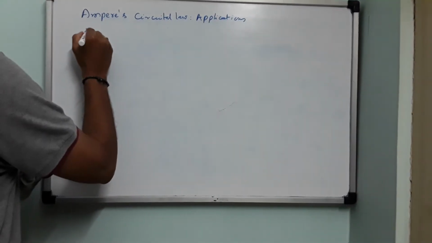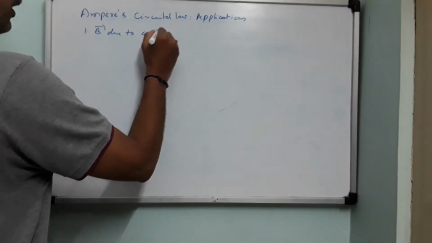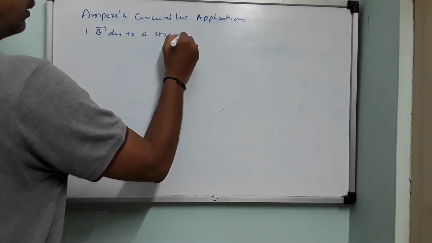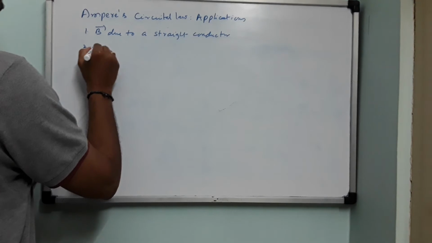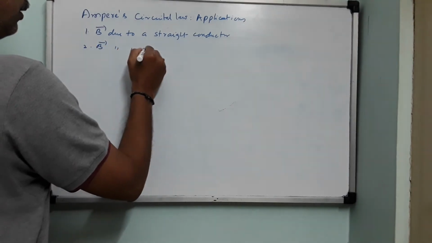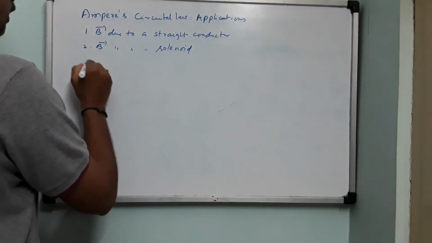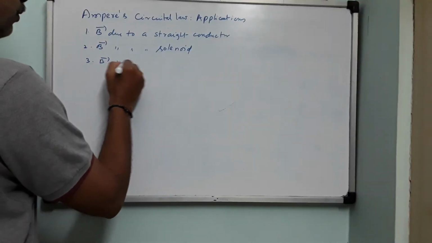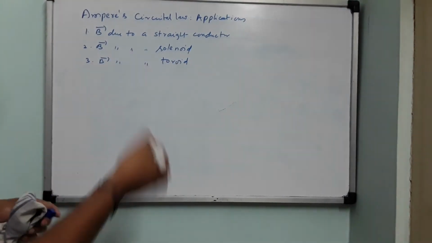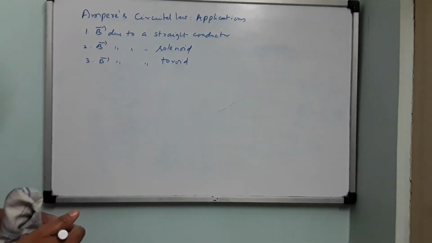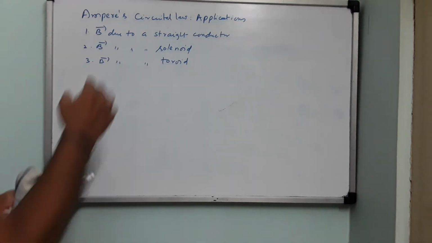Number 1, magnetic field due to a straight conductor. Second one is magnetic field due to a solenoid. Third one is magnetic field due to a toroid. So these three applications. Once we complete this, we have some other things to discuss, that is force on a charge in the magnetic field. Fine. So one by one we will take up.